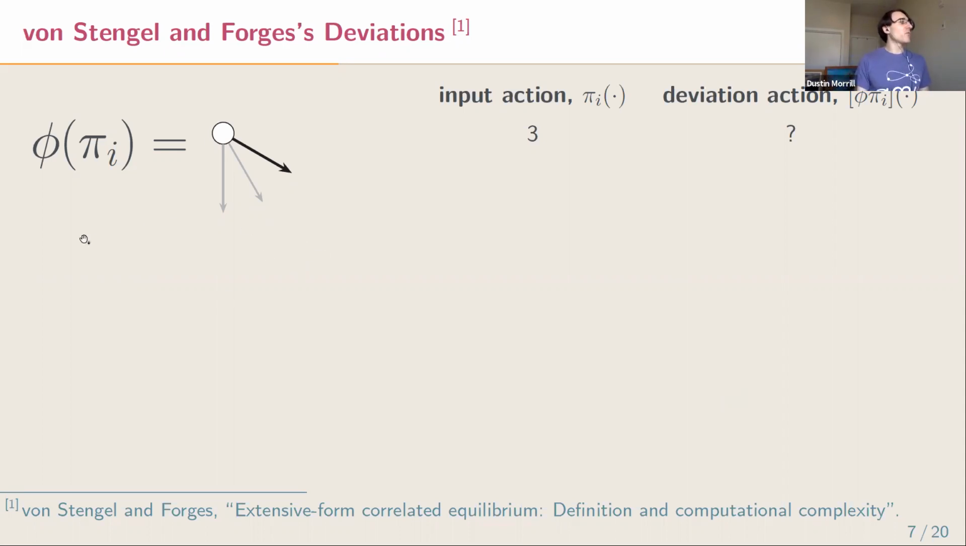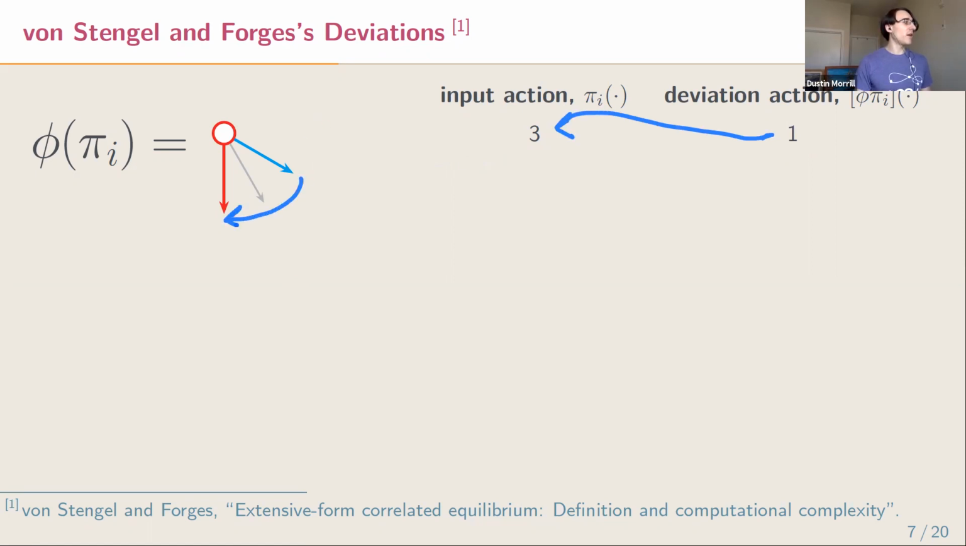So I'll show how this works with an example. So we start at the beginning of the game. We're transforming the strategy pi I according to this deviation function phi. And we see in this first information set that the input strategy plays action 3. So that's that action. Now the deviation player, knowing this information, gets to choose a new action to play. So perhaps they choose action 1. So they're taking action 1, transforming it to action 3, like that. So that's the first transformation this deviation player is going to do.